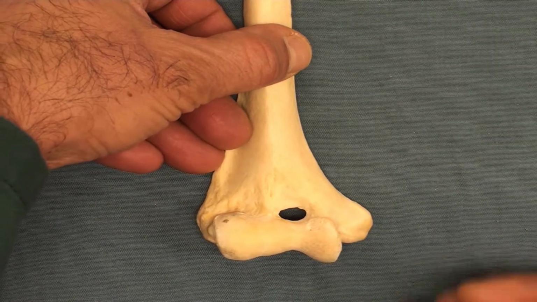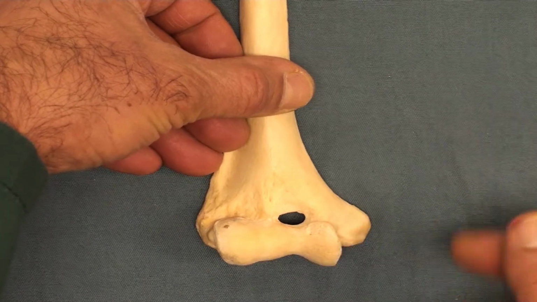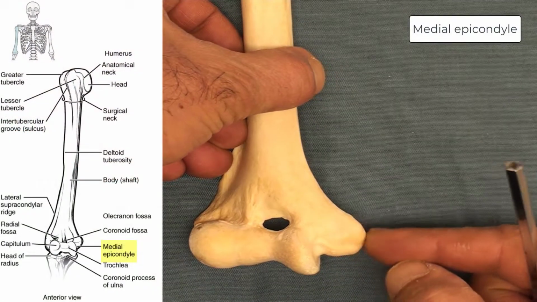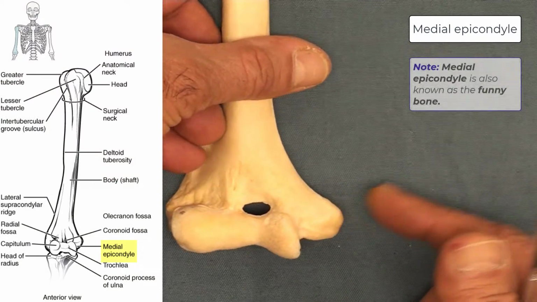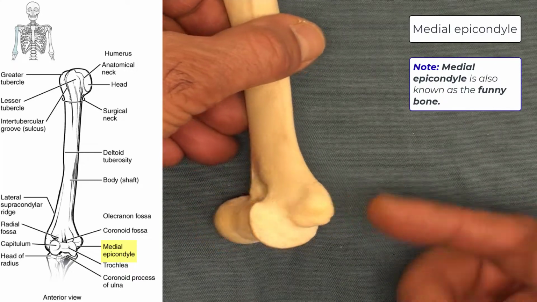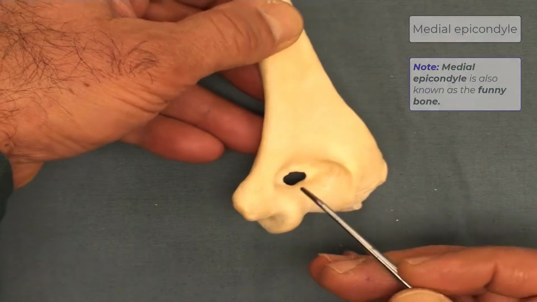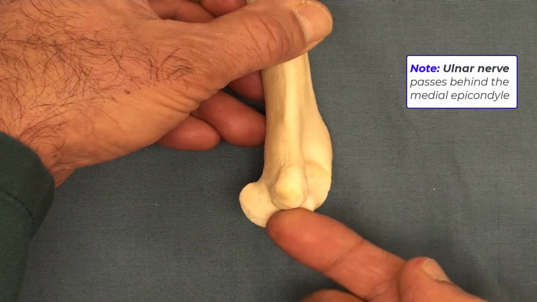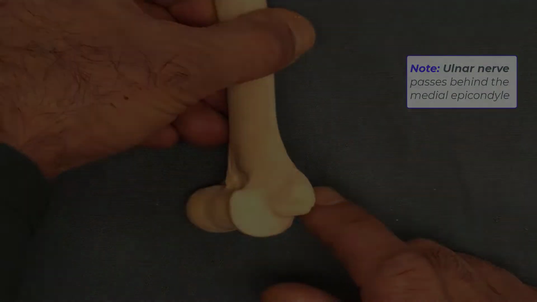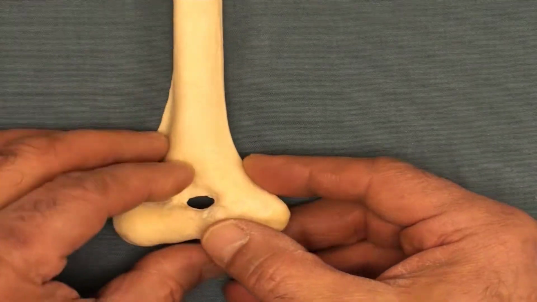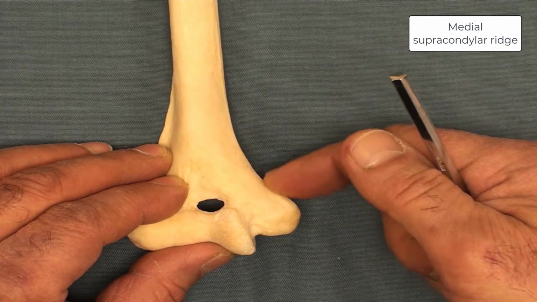Now, above the medial condyle, above the trochlea, which is, by the way, like a medial condyle, that is the medial epicondyle. As you recall, the layman terminology is funny bone. Behind the medial epicondyle, right here, you see there is a groove, as beautifully shown here. That groove is for the ulnar nerve. Then you can imagine fracture of the medial epicondyle with displacement might damage the ulnar nerve. Right superior to the medial epicondyle, right there, is the medial supracondylar ridge.